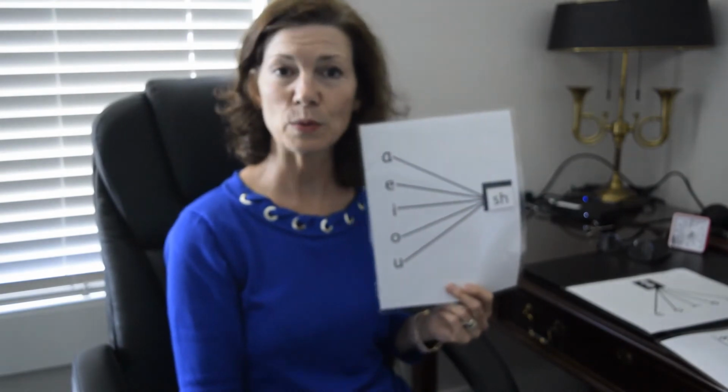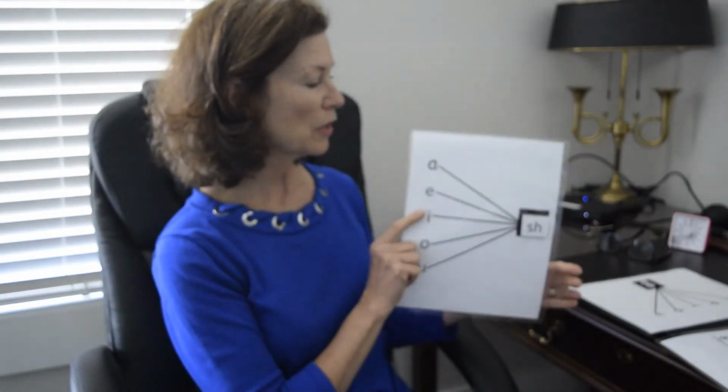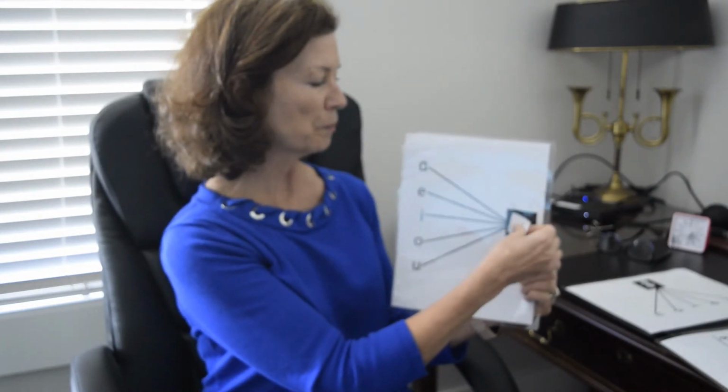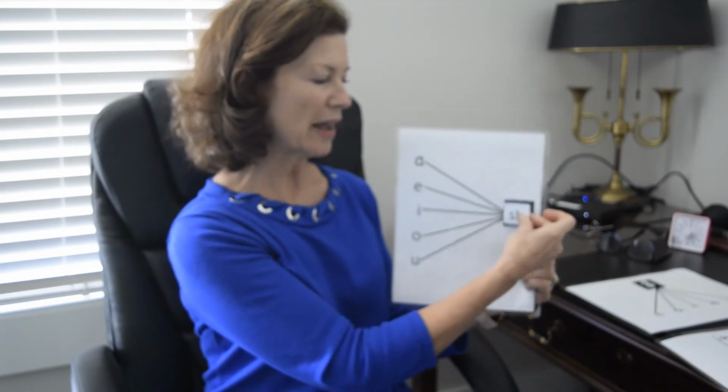After kids have mastered, at least at the syllable level, if not at the word level, the sound starting the word, we're going to then work on the sound at the end of the word. So we're going to do it just in reverse. So here, we're going to start with the vowel and then make the sound at the end.